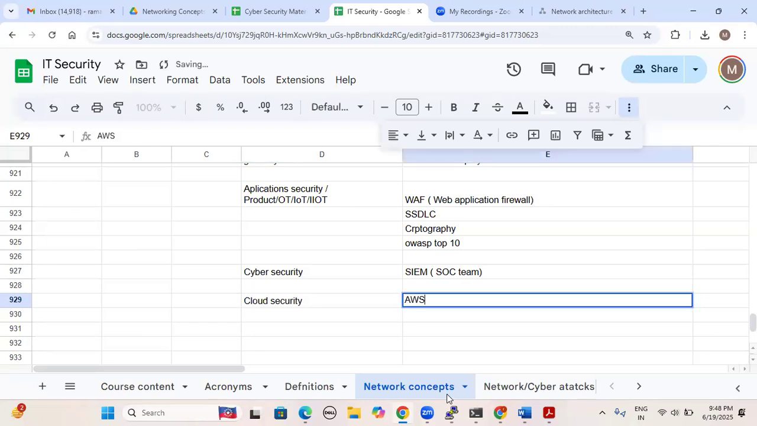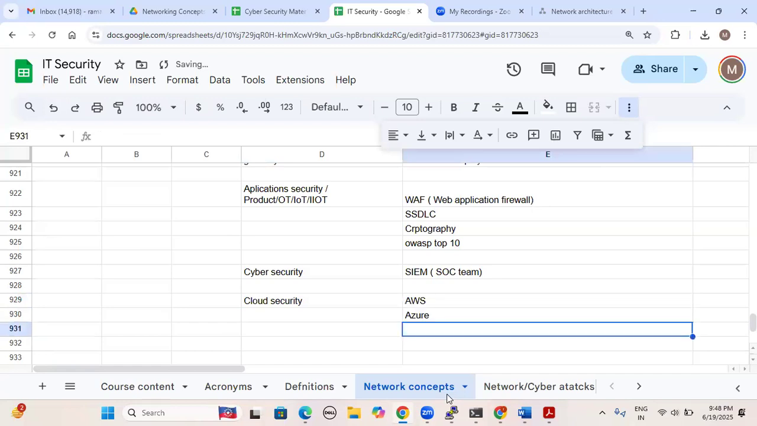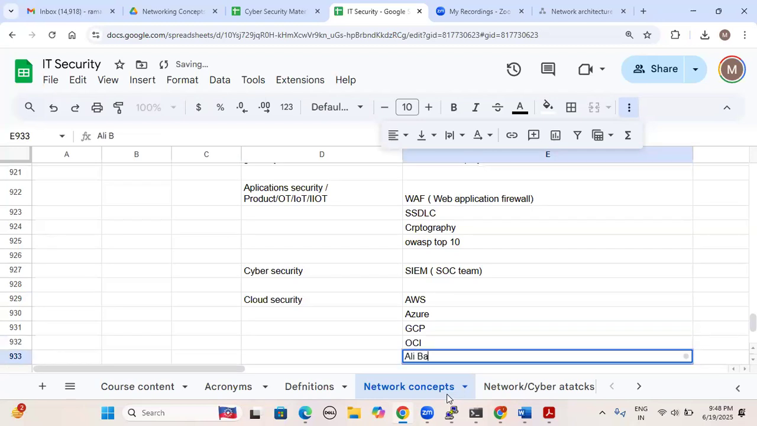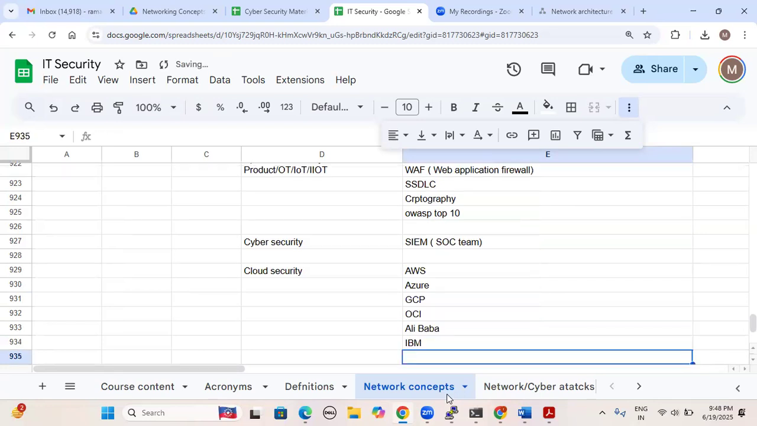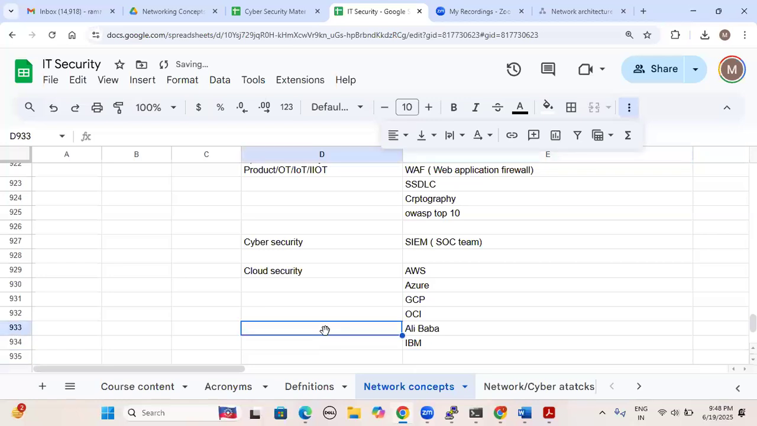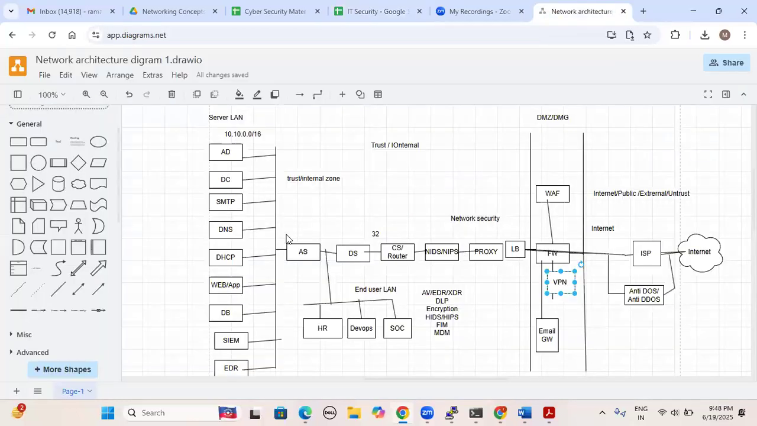What are the providers? AWS, Azure, GCP, OCI (Oracle Cloud Infrastructure), Alibaba, whatever you'll call it, then IBM, HP, and so on. Okay, so that is about overall. We covered almost all the security domains except cryptocurrency and blockchain.